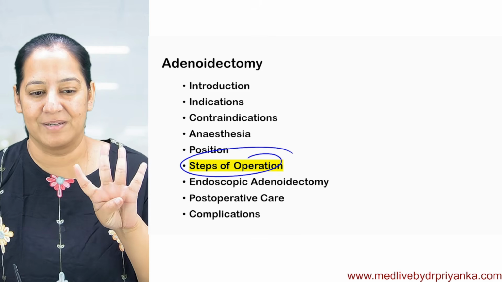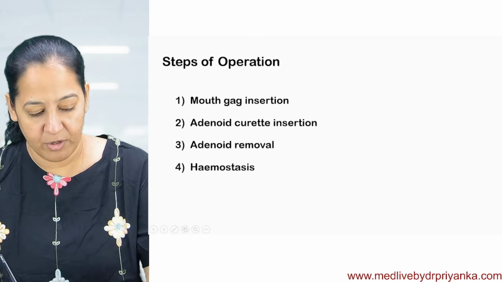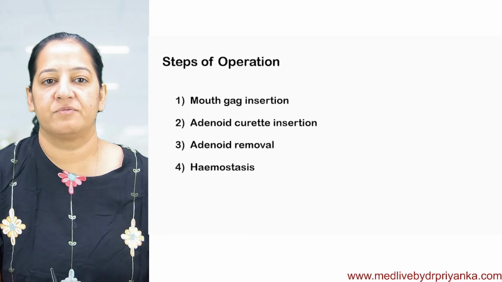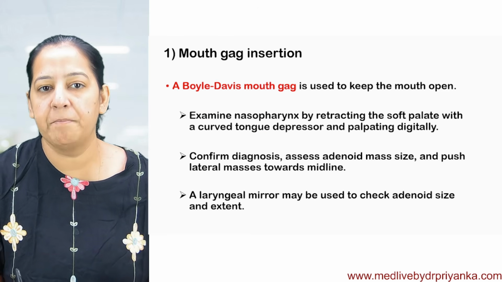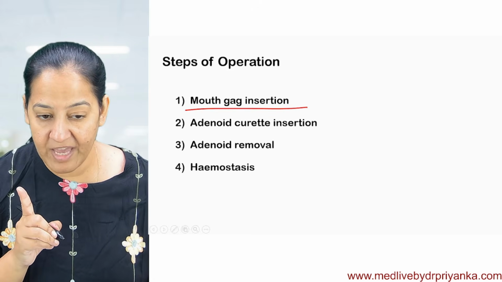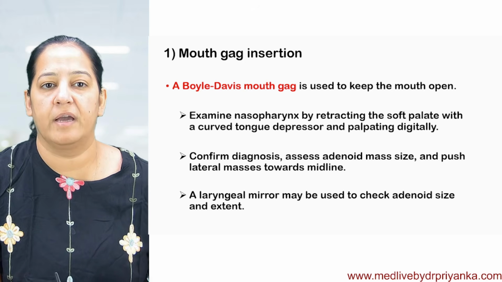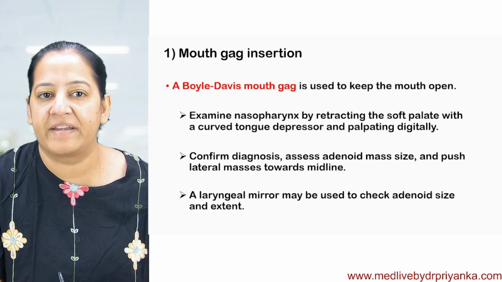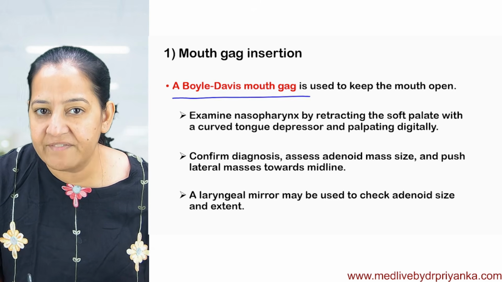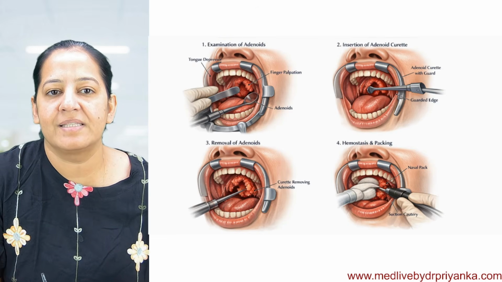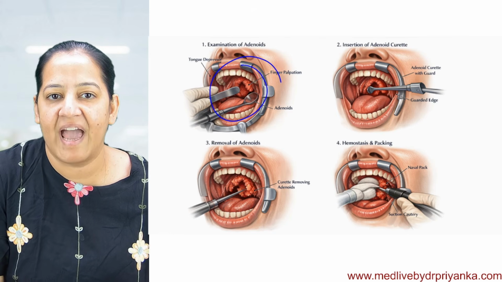There are 4 steps in the surgery. I will show you the video also, but have a look at the 4 steps quickly. First of all, we will insert a mouth gag. What is the name of the mouth gag we use here? What is the name of that instrument? It can be asked as a spotter in your university practical exams. It is known as Boyle-Davis mouth gag. Can you see? This is the Boyle-Davis mouth gag.